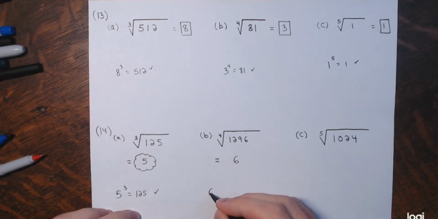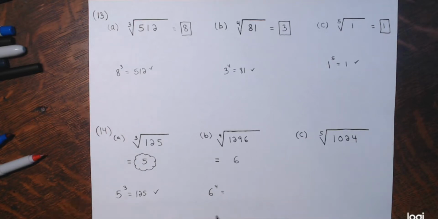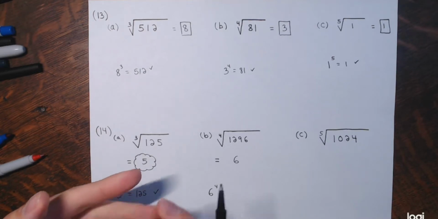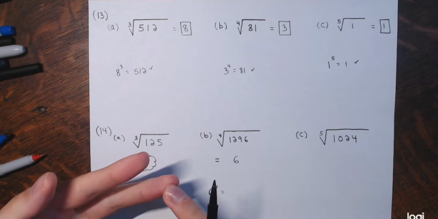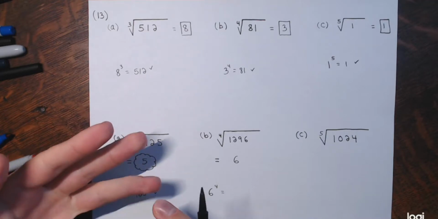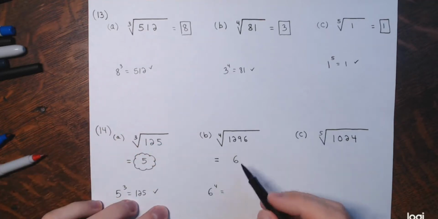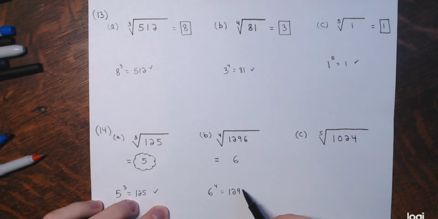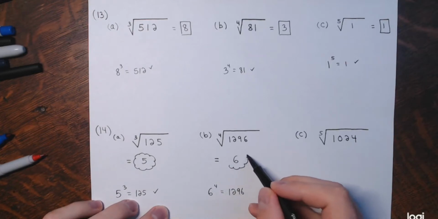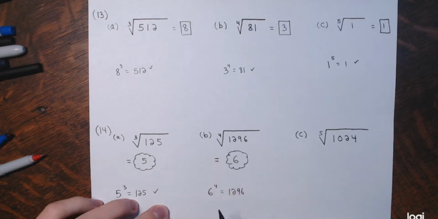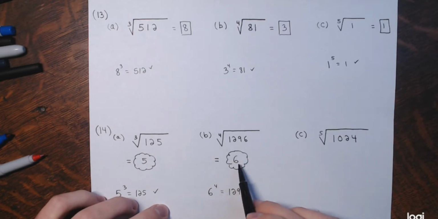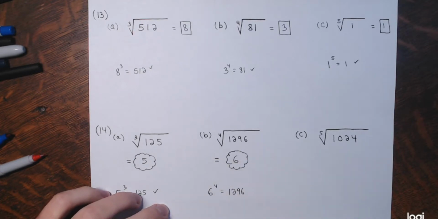Take 6 to the fourth power. Is this equal to 1296? Well, 6 times 6 is 36. Times 6 again would be 216. Yes, times 6 again would indeed be 1296. So yes, 6 is the answer here. Right? The positive fourth root of 1296 is 6.